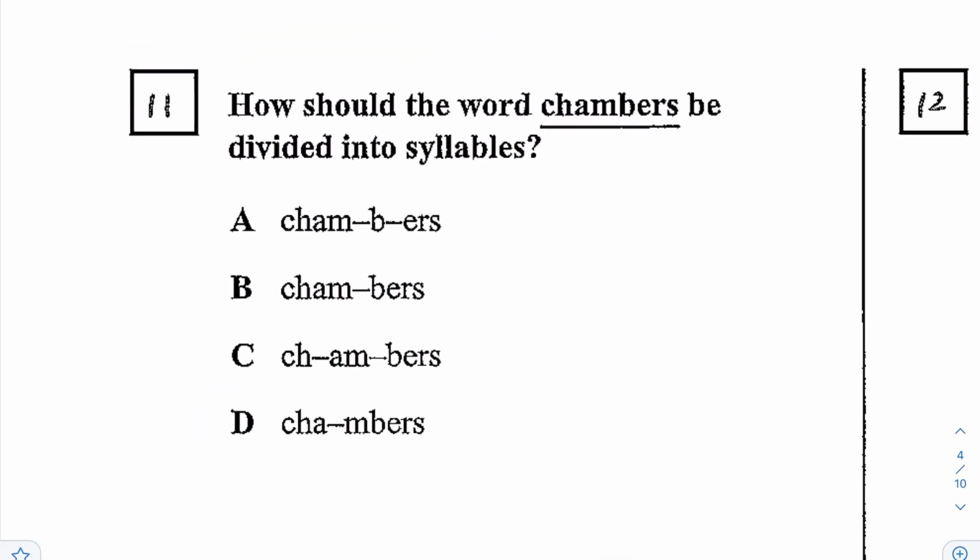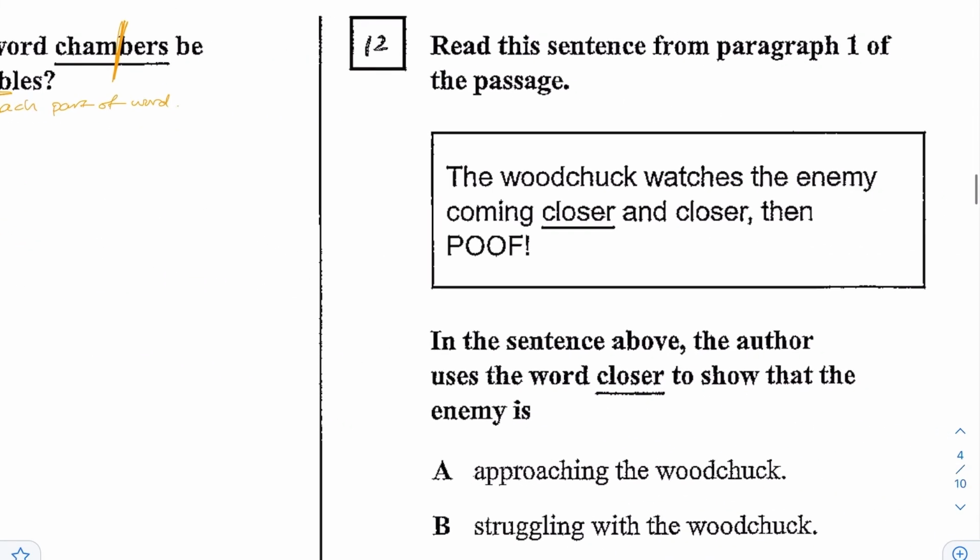So number 11 says, how should the word chambers be divided into syllables? So a syllable is each part of the word. You can break this down into 2, cham-bers. So that's choice B. So it's 2 syllables here.